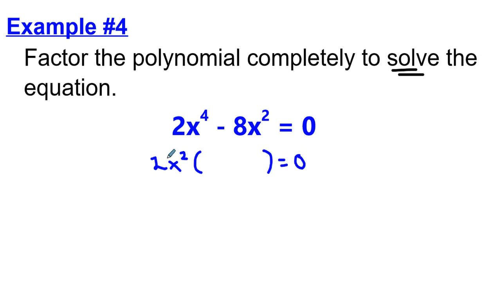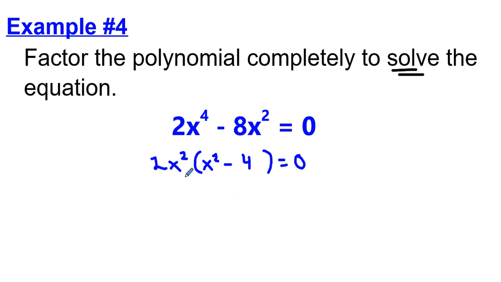In other words, 2x squared times what gives you 2x to the fourth? Well, 2x squared times x squared is 2x to the fourth because we have a 2. X squared times x squared, you'd add the exponents and you get the x to the fourth. Then we have our subtraction symbol here, so we need to have a subtraction symbol here. And 2x squared times what gives you an 8x squared? So 2x squared times 4 is 8x squared.